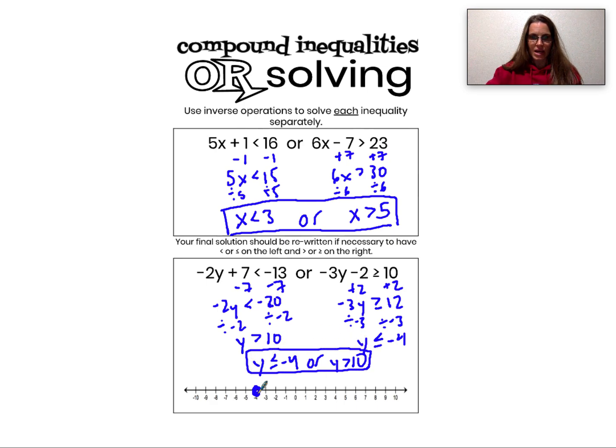So closed dot at negative 4, arrow to the left. Open dot at 10, arrow to the right. Having rewritten my solution as y is less than or equal to negative 4 or y is greater than 10 allows my solution to match up with my graph.